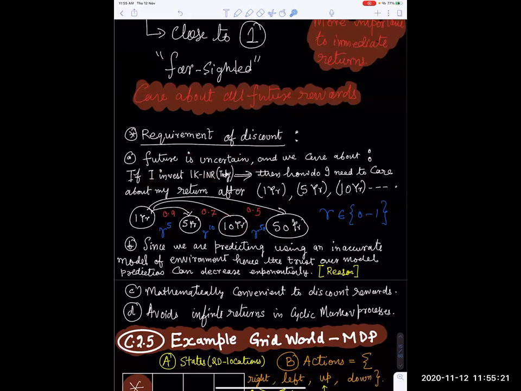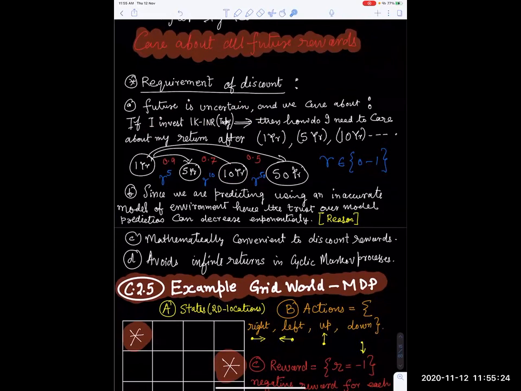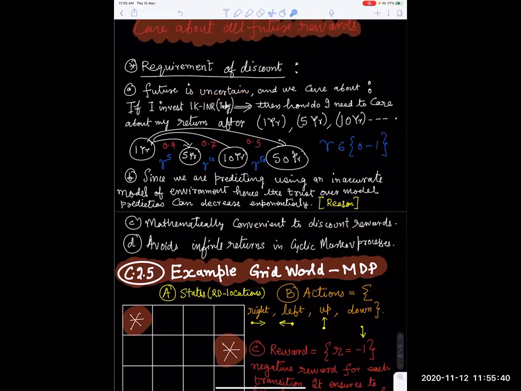So that is why this sort of mechanism or phenomenon is required to understand the real behavior for discounting. But the main reason is that the prediction that we are doing is actually inaccurate, so the future is actually uncertain. Similarly, it is mathematically convenient, that is also one reason. And infinite rewards: if there is some cyclic process, and you got into a cycle and keep on getting the rewards, since it is discounted, at some point of time it doesn't become an infinite cycle in which you keep moving to get the reward.